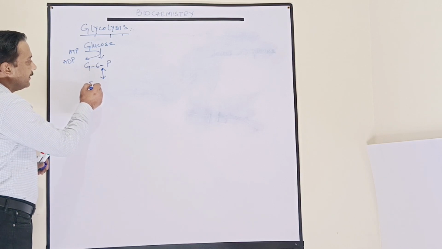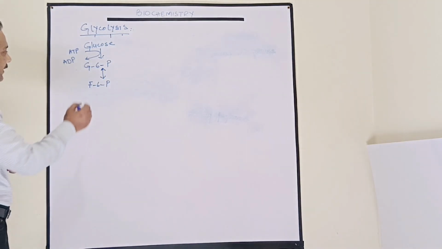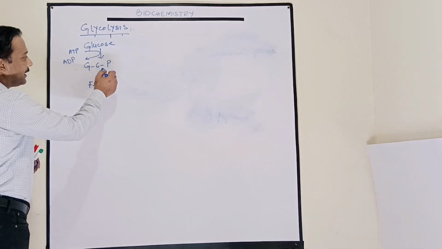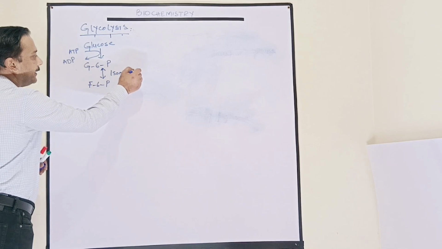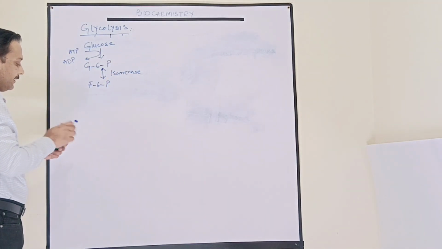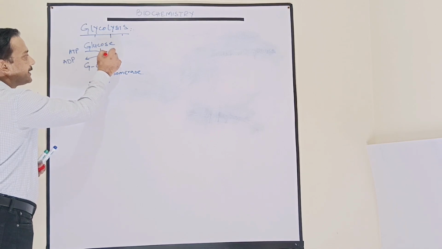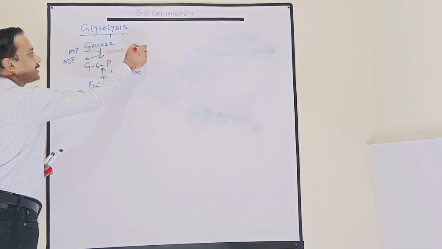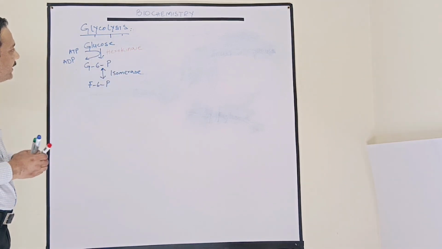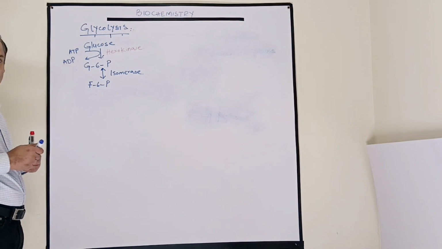Now in the next step, this glucose 6 phosphate by a reversible reaction is converted into fructose 6 phosphate, which is the isomer of glucose 6 phosphate, and the enzyme responsible here is isomerase. When glucose is converted into glucose 6 phosphate, the enzyme is hexokinase. Kinases are responsible for phosphorylation. So isomerase converts glucose 6 phosphate into fructose 6 phosphate.